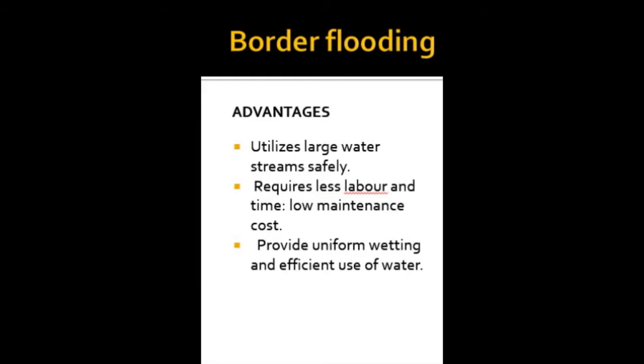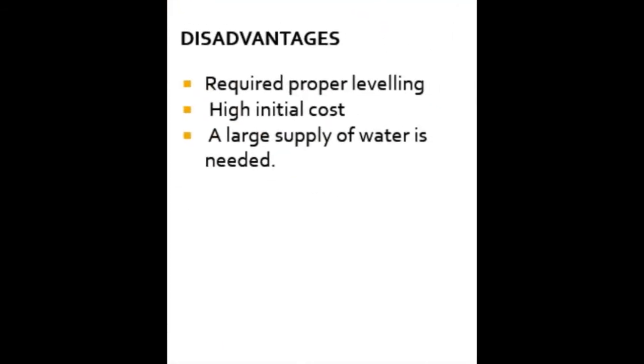The advantages of border irrigation are that it utilizes large water streams safely and it requires less labor and time. Likewise, the maintenance cost is very low. Similarly, it provides uniform wetting and efficient use of water. Likewise, there are a few disadvantages of border irrigation as well. The first disadvantage is that it requires proper leveling. Likewise, the initial cost is high and a large water supply is necessary.